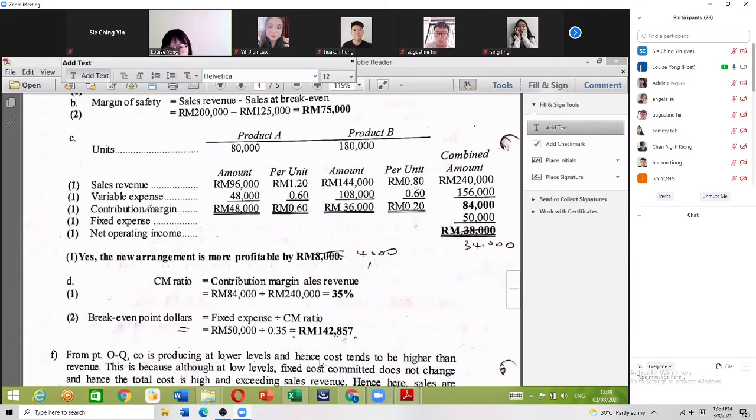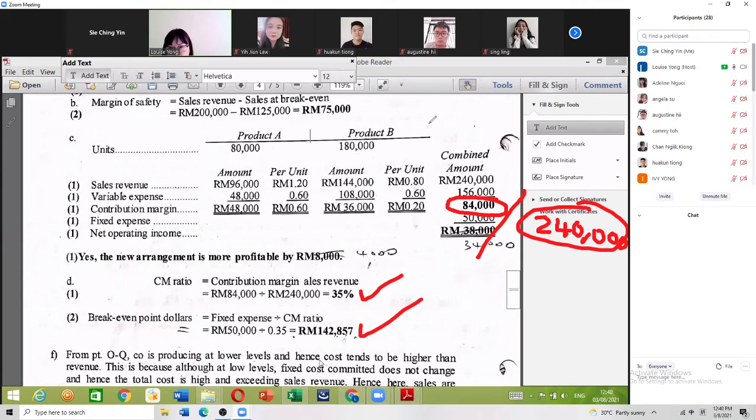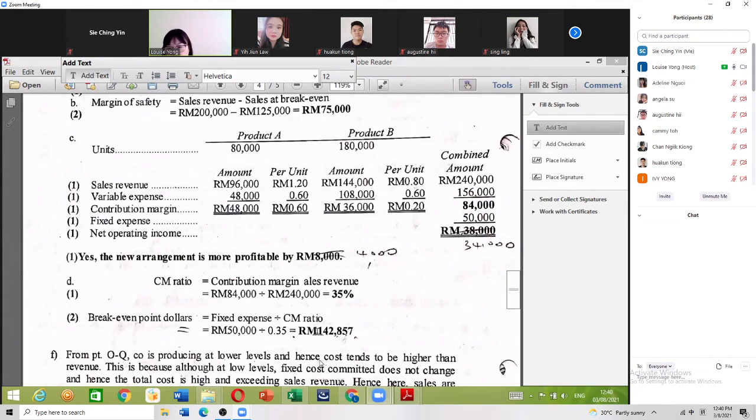So combine together, right? The total contribution 84,000, and then divided by your sales. Okay, your sales 214,000, right? So you can find your CM ratio. Okay, so dividing by sales, then you will get 35%. Okay, then substitute inside. Okay, so 142,857. When your sales reach 142,857, then you break even. Okay, so this is part D.